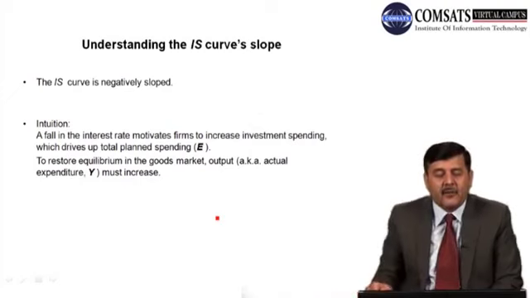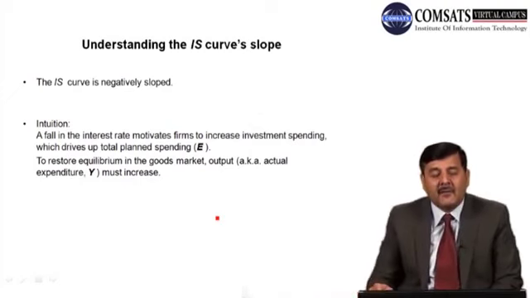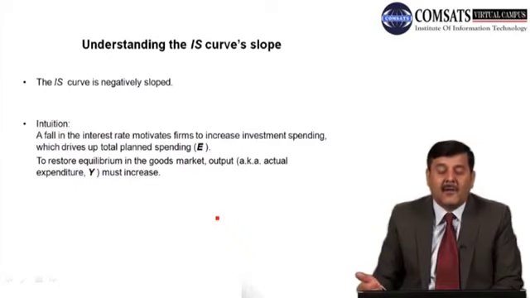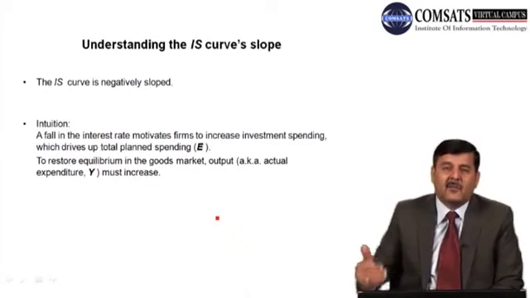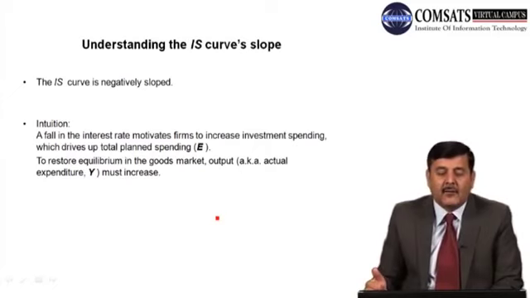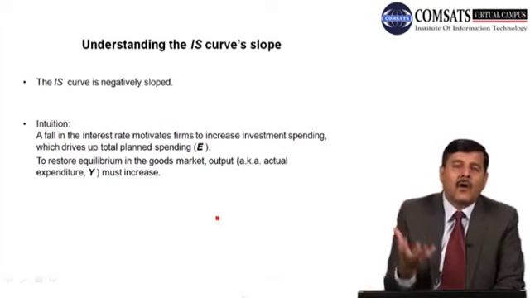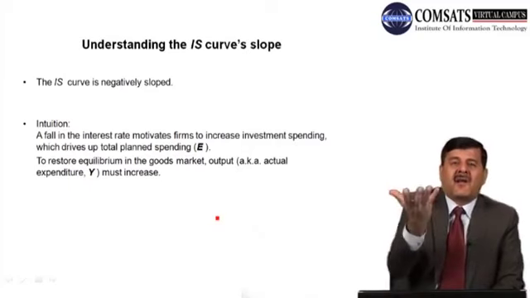Now, understanding the IS curve slope: the IS curve is negatively sloped. What is the intuition, what is the logic? A fall in the interest rate motivates firms to increase investment, to spend more on investment projects, which drives up the total planned expenditure, जिससे total planned expenditure जो है वो बढ़ जाते हैं. To restore the equilibrium in the goods market, output must increase, income must increase. जब planned expenditure में इजाफा हुआ तो output को भी बढ़ना चाहिए, income को भी बढ़ना चाहिए, right?